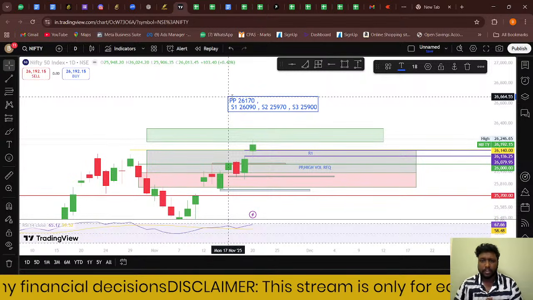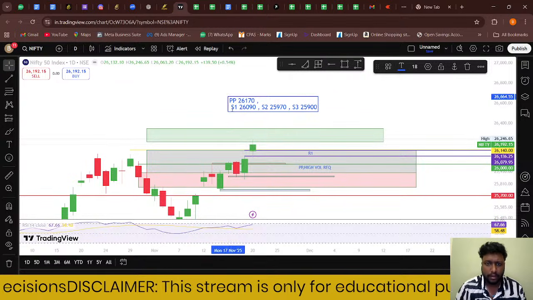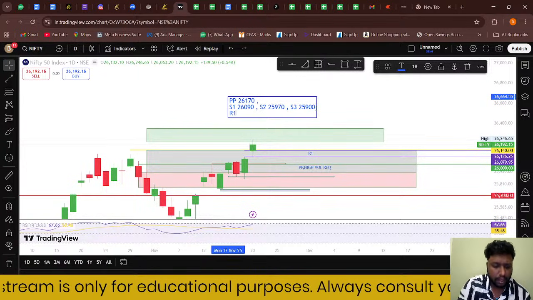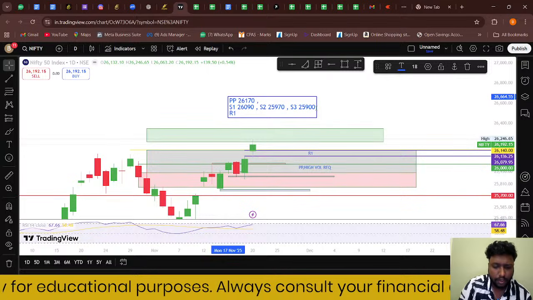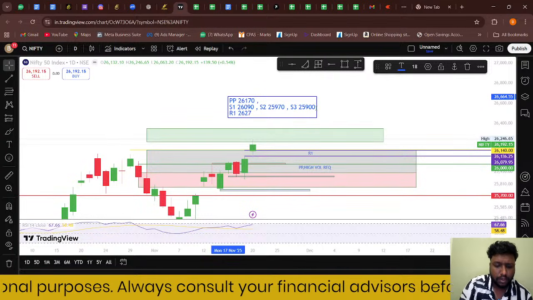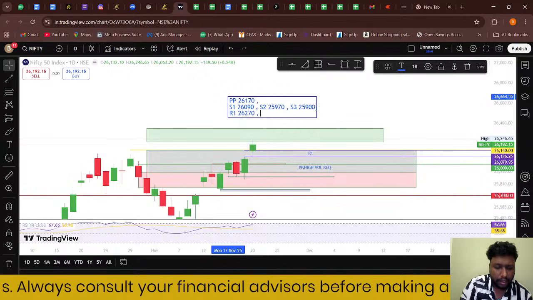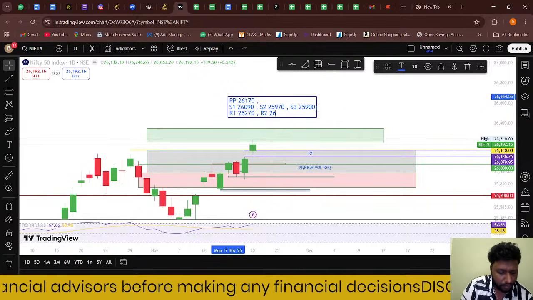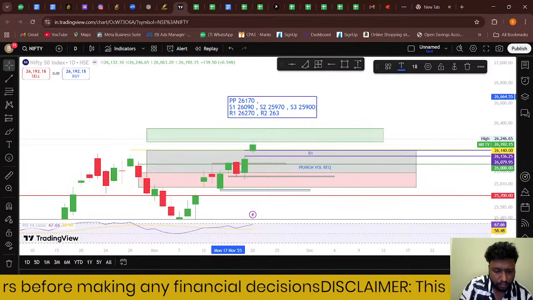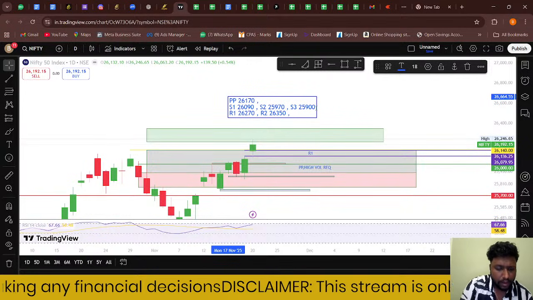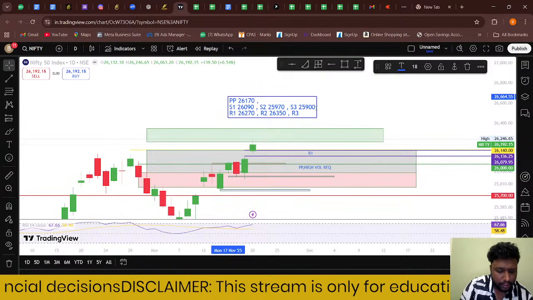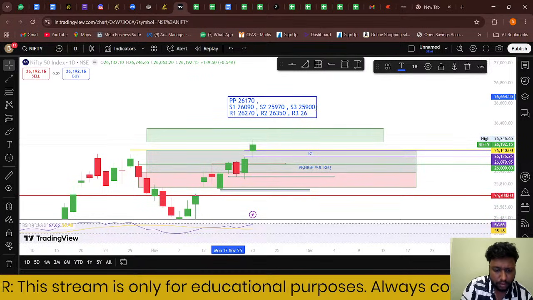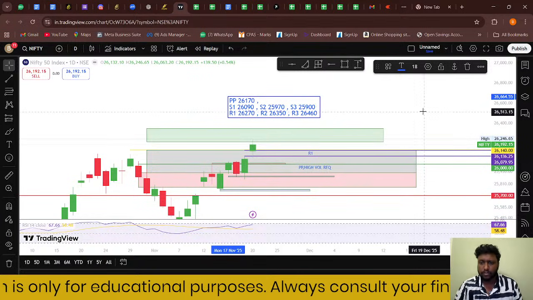These are the three support levels, and with respect to this, resistance R1 lies at 26,270, R2 lies at 26,350, and R3 lies at 26,460. So these are the zones for the particular day.